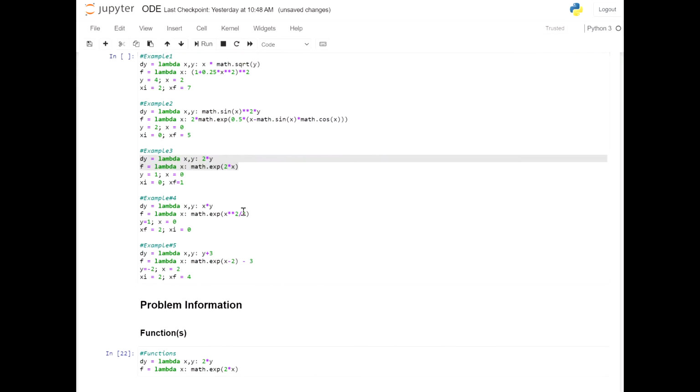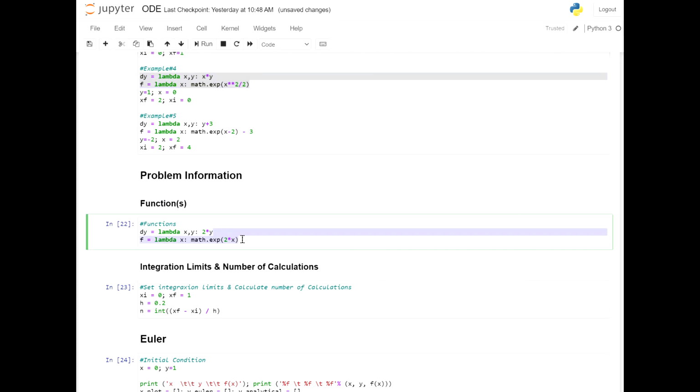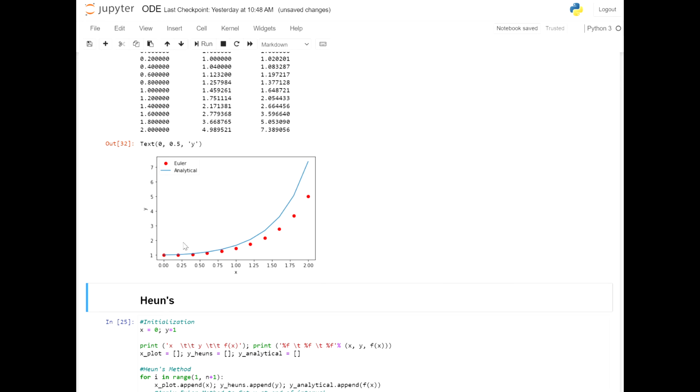Again, here is the exact solution: exponential x squared divided by 2. We're dealing with an integration interval 0 and 2, and the initial condition is the same as the last one. So I'll put this here. We're dealing with integration interval 0 and 2. Now we're dealing with the same initial condition, so I'm just going to run this. All right, great, capture the trend, but as we see with a lot of them, we still have a lot of error here.